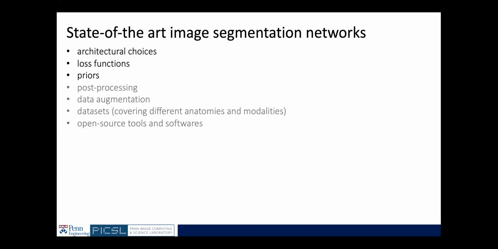Thanks. So as we go through the slides, just keep in mind the following three things: how the architectural choices have evolved over the years, how loss functions differ between these different papers, and how priors, both implicit and explicit, have been incorporated into these deep learning methods. The second thing to keep in mind is what data augmentation strategies, post-processing strategies, and different data sets are being used in these papers.